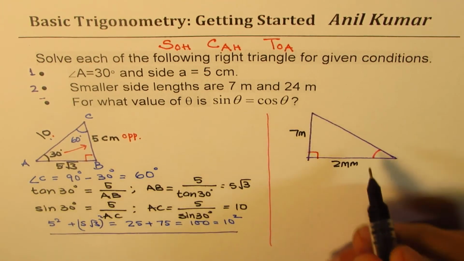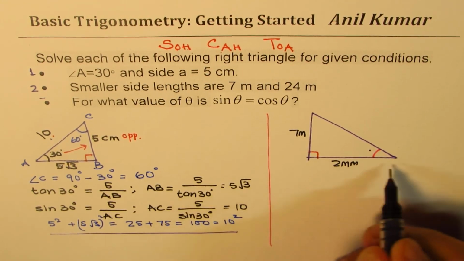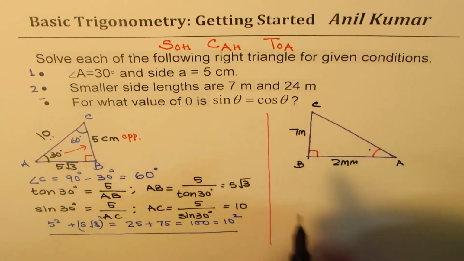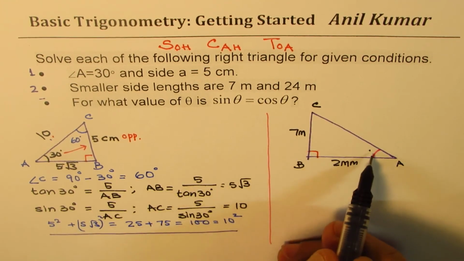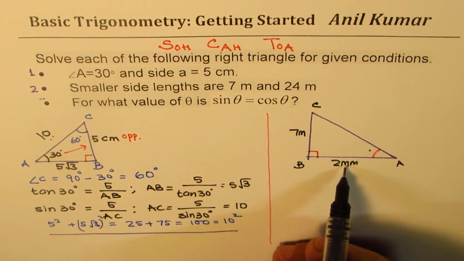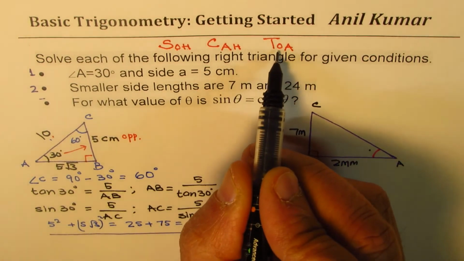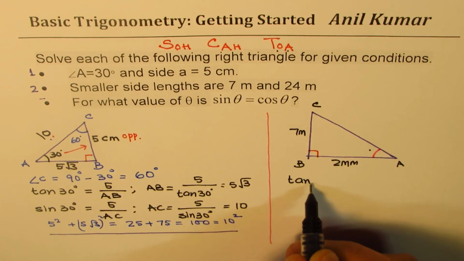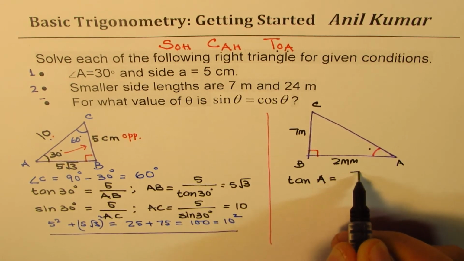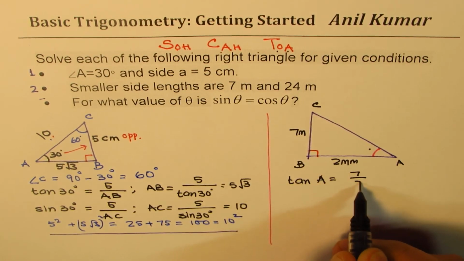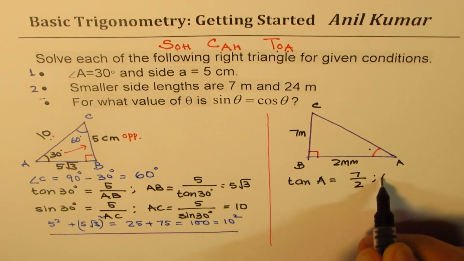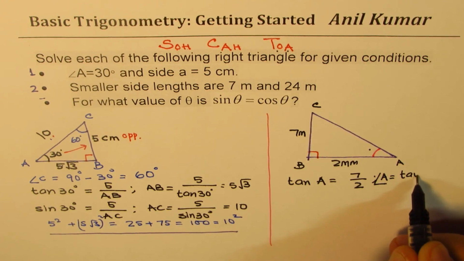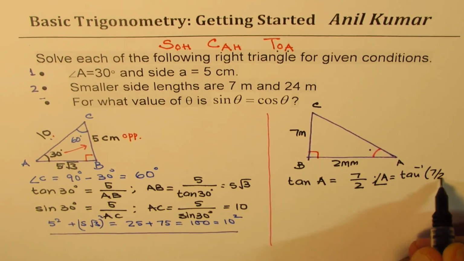So if I am looking from this angle, let me just name this as A, B, and C. In that case, 7 is opposite to A, and this is adjacent. So when we are talking about opposite and adjacent, I should use tan, right? So I say tan of A is 7 over 2. And that gives me that angle A is tan inverse of 7 over 2, correct?